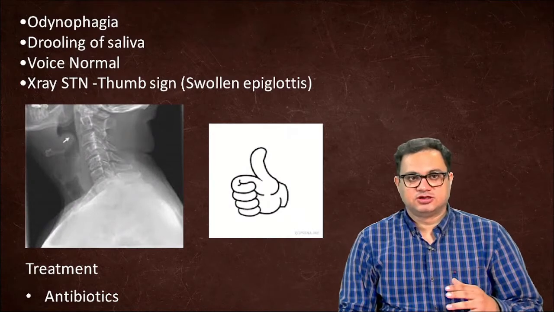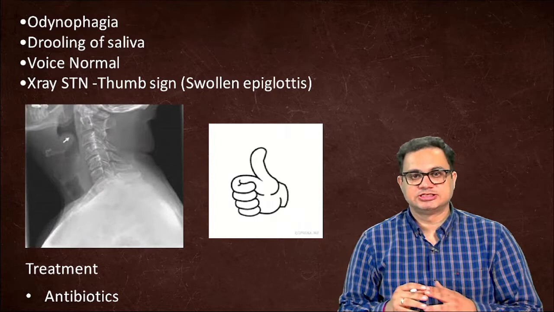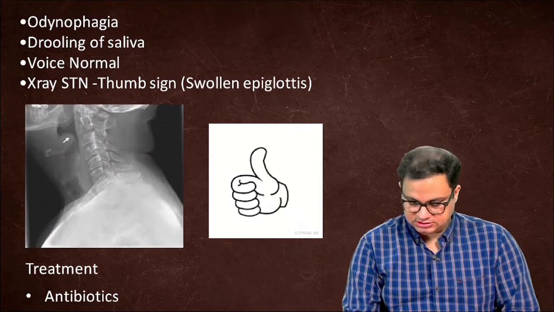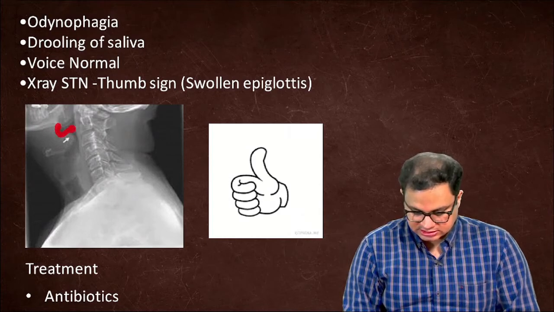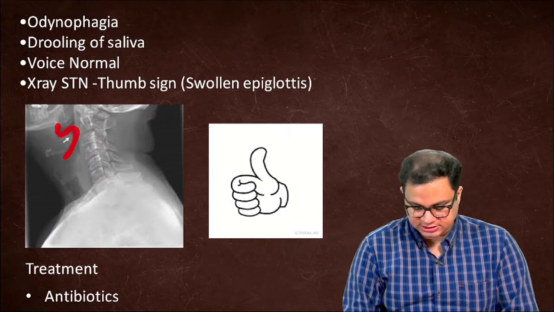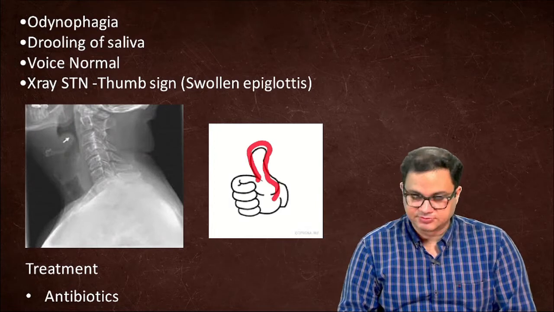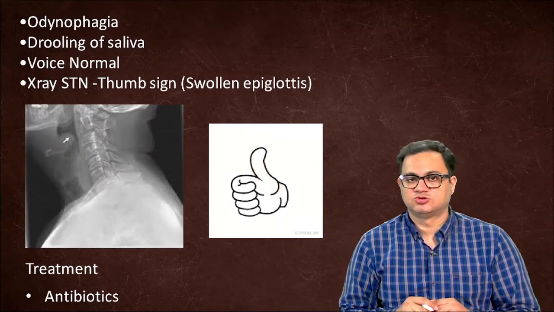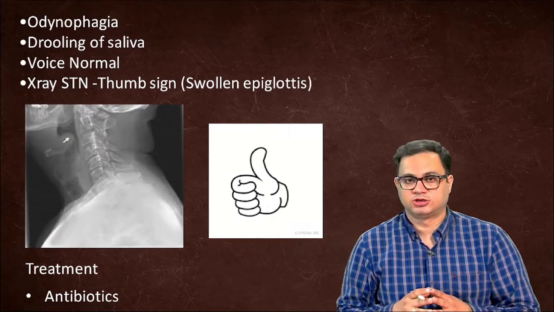On an X-ray of the soft tissue neck, the patient will have a thumb sign. It is because of the swollen epiglottis. If you carefully see this X-ray soft tissue neck, this is a swollen epiglottis. It looks like a thumb, so this is known as the thumb sign. It is a feature seen in acute epiglottitis.